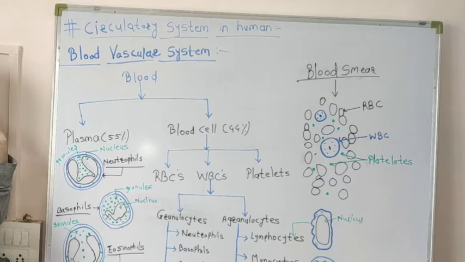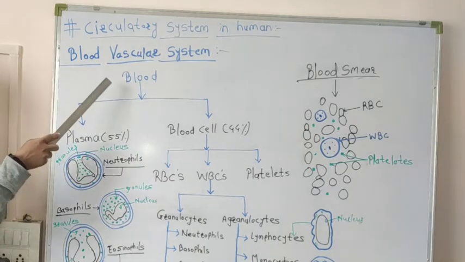Blood is basically alkaline. It has a pH of about 7.4. It is salty also, and it is a viscous fluid. And the main important thing is that blood is heavier than water.